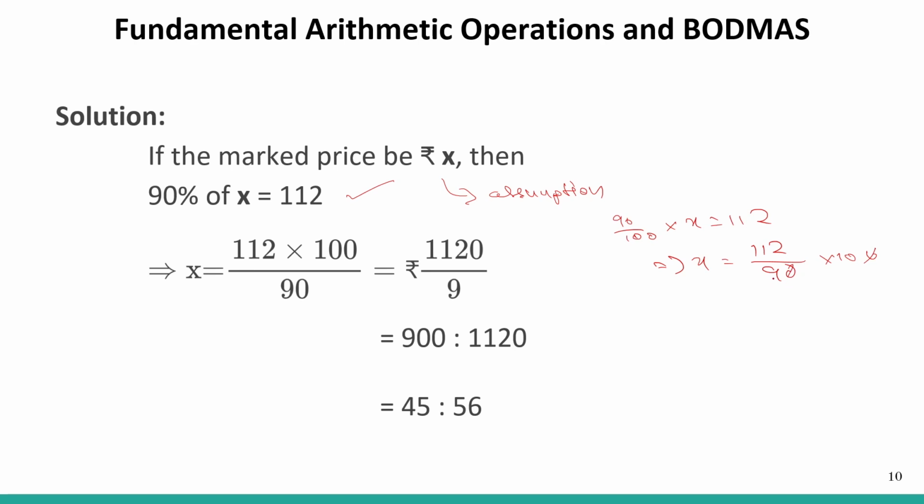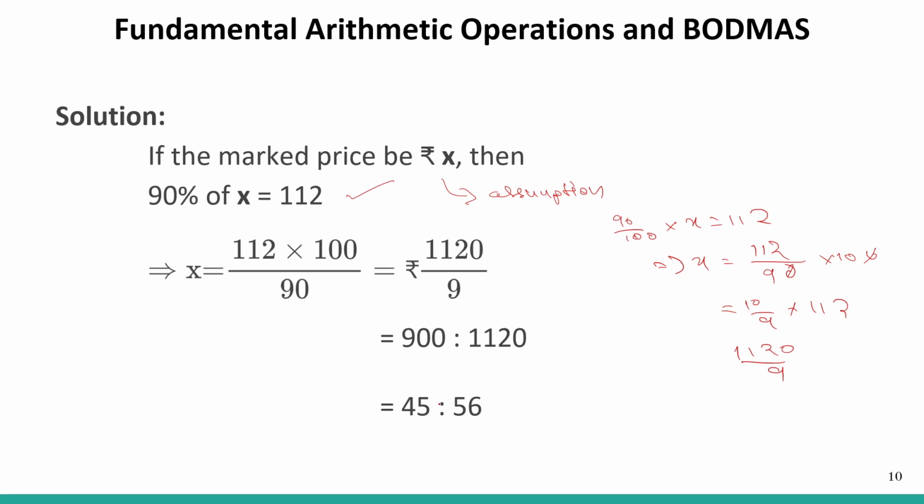So the 0 cancels out. Okay, so 10 by 9 into 112, that is equal to what? Or we can also say 1120 by 9. So 1120 by 9 is equal to X.